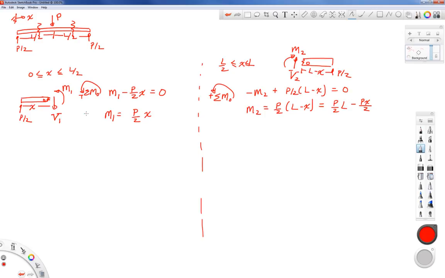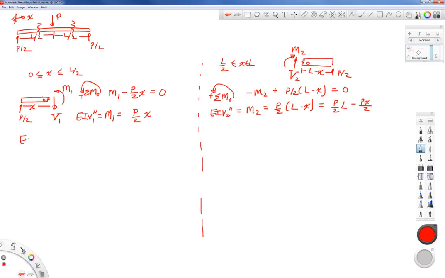Now, since the moment equation is discontinuous, we have two separate moment equations, we're going to have to set this up as if we have two different deflection equations. In my first region, I have EI v1 double prime is equal to M1. And in this one, I have EI v2 double prime is equal to M2. And I'm going to integrate both of these up.